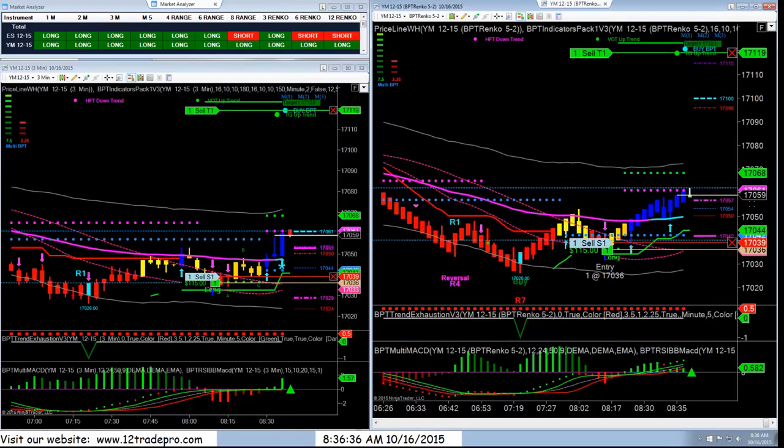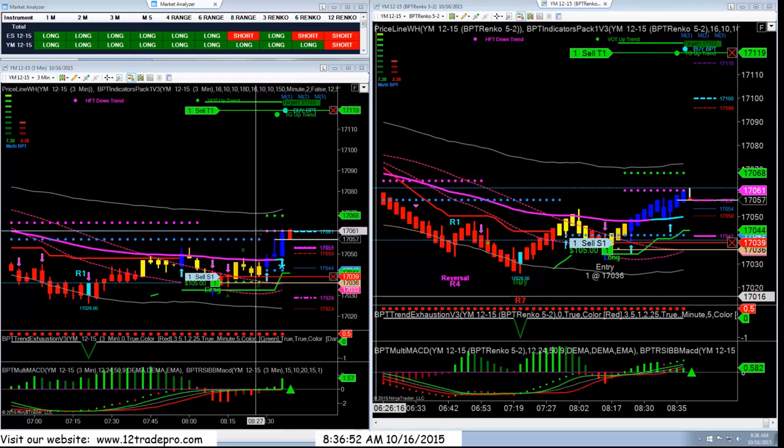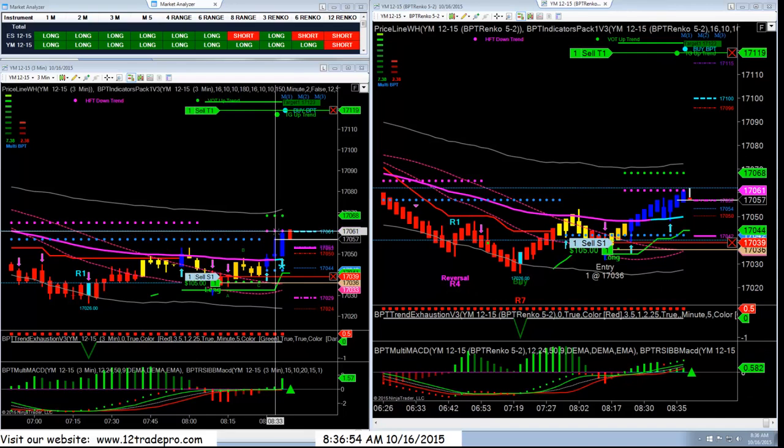So it should break this resistance. Right now it's backing off. Let me point out, you also have the same resistance area on the 3-minute chart as well as the 5-2 Renko bar, which makes it an even stronger resistance area.